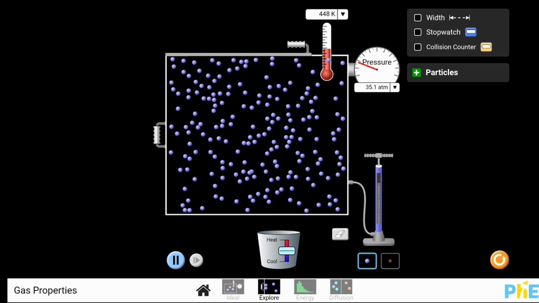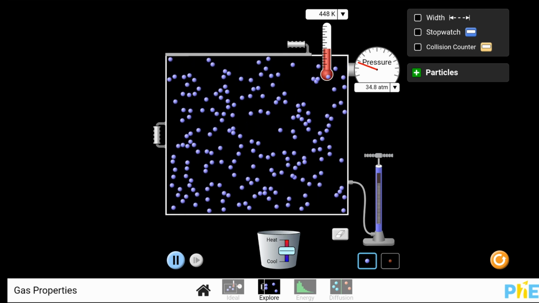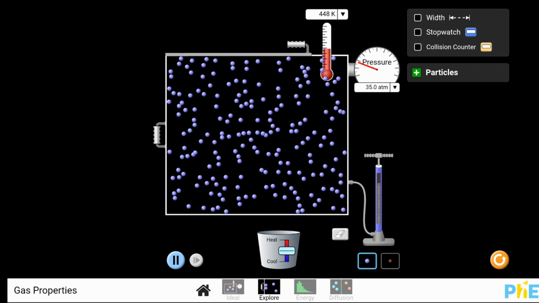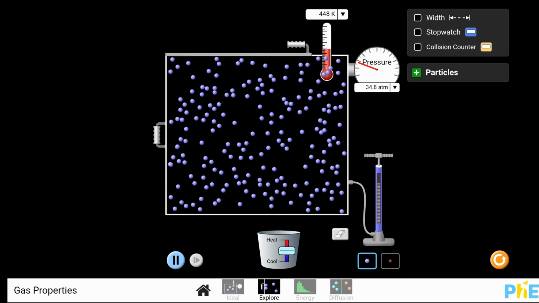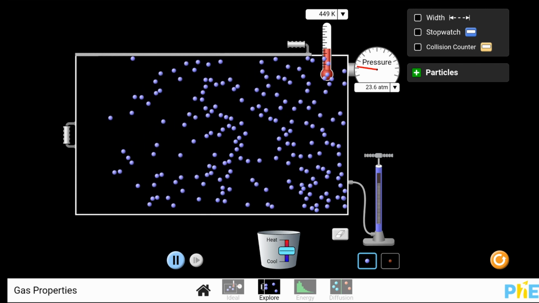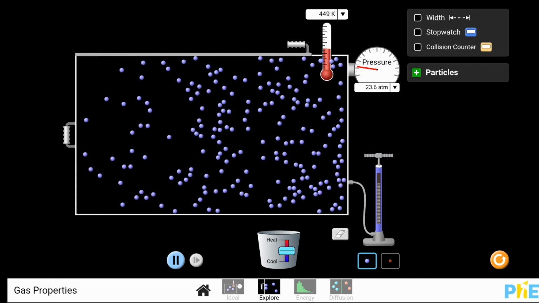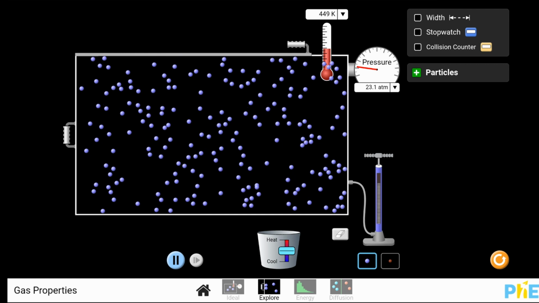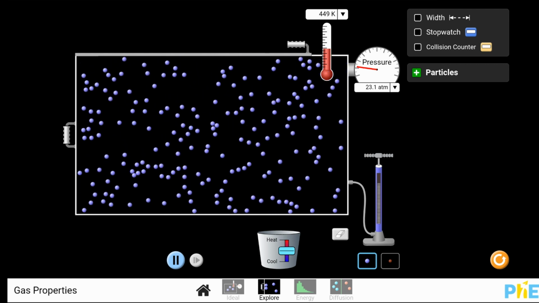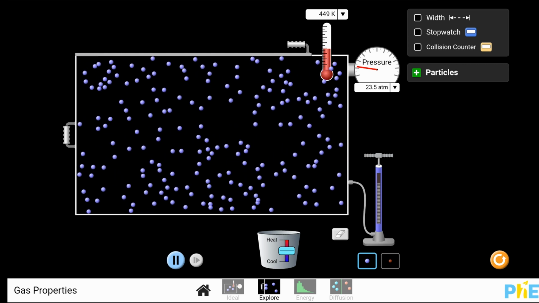Now, how does this change in terms of the volume? So pressure and volume are inversely proportional to one another. So if I enlarge the volume, the pressure decreases. Okay, so you're basically alleviating the pressure of the collisions, and fewer molecules interact with the walls of the container.